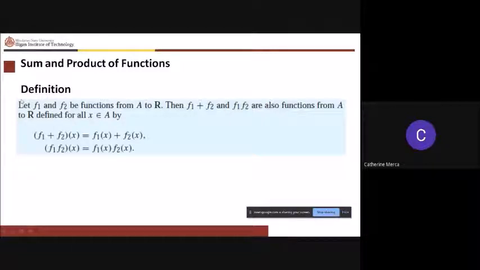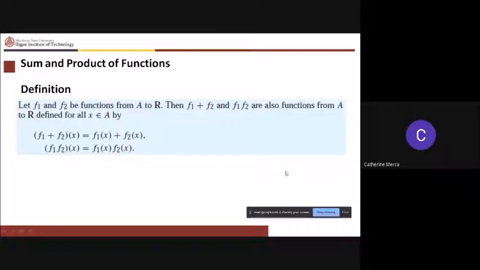Let's see. Let F1 and F2 be functions from A to R. Then F1 plus F2 and F1 times F2 are also functions from A to R defined for all x elements of A. So, if both are functions, their sum, f sub 1 of x plus f sub 2 of x, is still a function when you add them. When you multiply two functions, f1 times f2 of x, this is the definition.